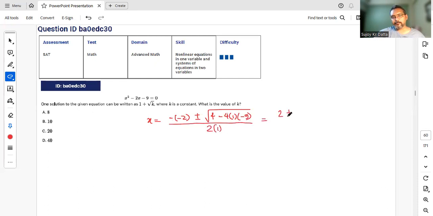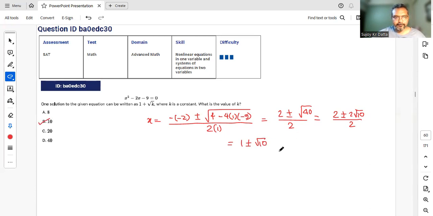So that comes out to be 2 plus or minus root of 40, like 4 plus 36. Now root 40 is 2 root 10, since 4 goes outside as 2. So 2 plus or minus 2 root 10 over 2. So it is 1 plus or minus root 10. So clearly root k is root 10. So the value of k is 10.